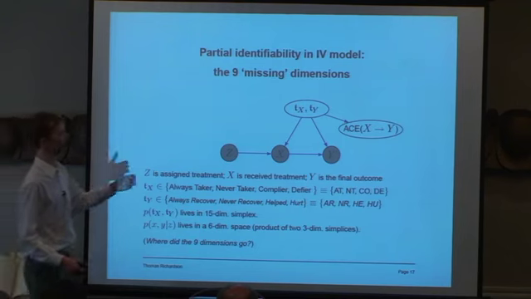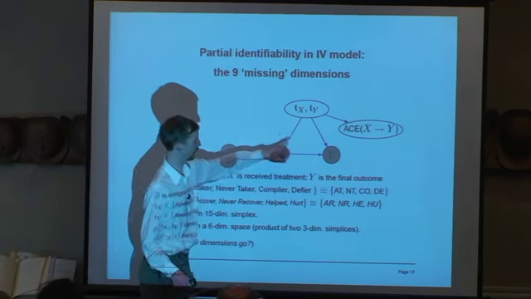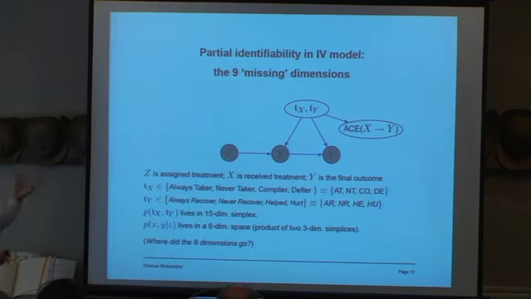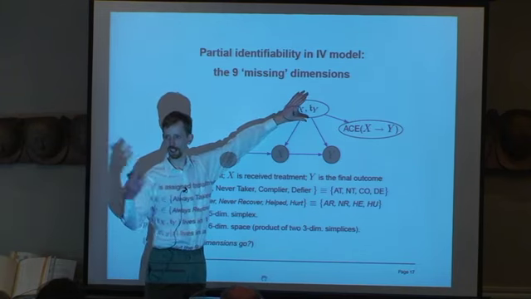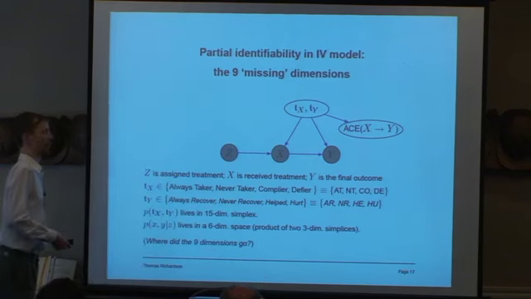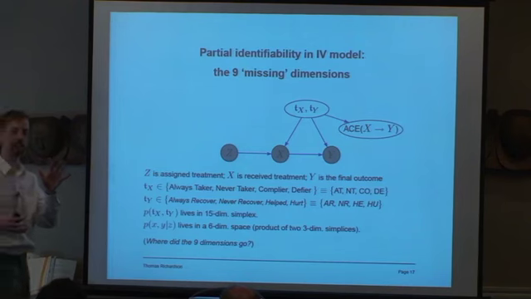reparameterization. So the problem that's arising is that our observed data lives in a 6-dimensional space. The model that we've got over the counterfactual, over the potential outcomes, lives in a 15-dimensional space. So 9 dimensions disappeared somewhere. Okay? It's a little bit like string theory.